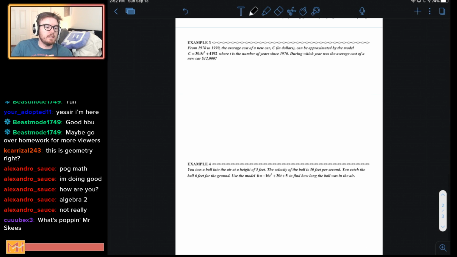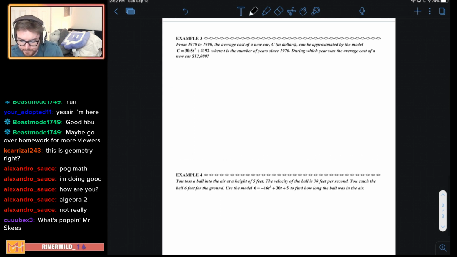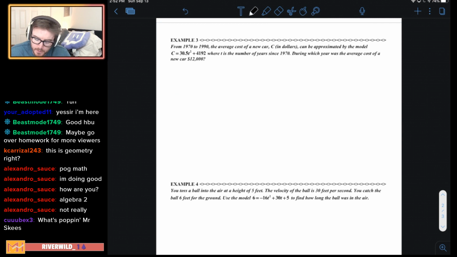Okay, so let's take that logic and apply it to a word problem. Which one should we do? Or do we do both? Maybe we do both. We'll see. So, from 1970 to 1990, the average cost of a new car C in dollars can be approximated by the model. I'm going to type that real quick. I know you can't see what I'm typing, but that's okay.